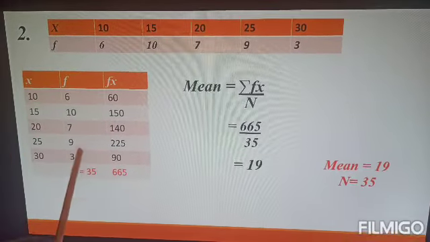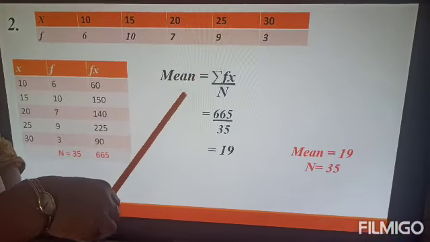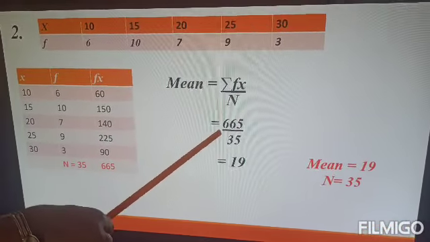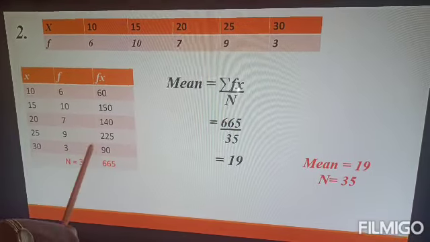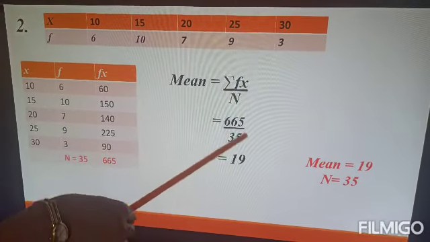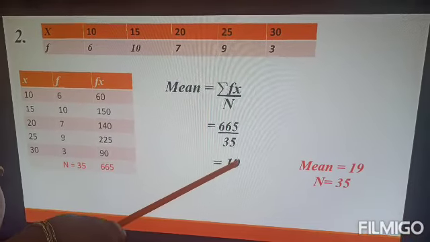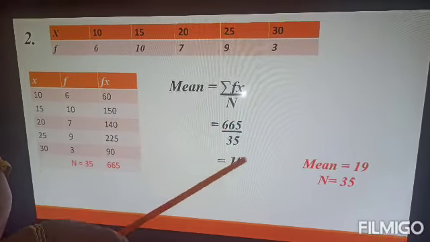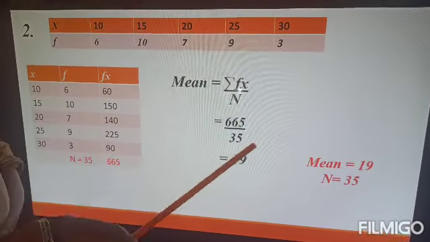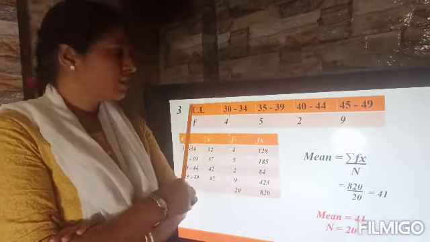Now we have the n value and summation fx. The formula to find the mean is sigma fx divided by n, that is equal to 665, what we got here, that we replace, and the 35 n value we replace in n's place. Then simplify, we will get 19. 19 is the mean for the given distribution table. Okay. Next we will go to the third sum.